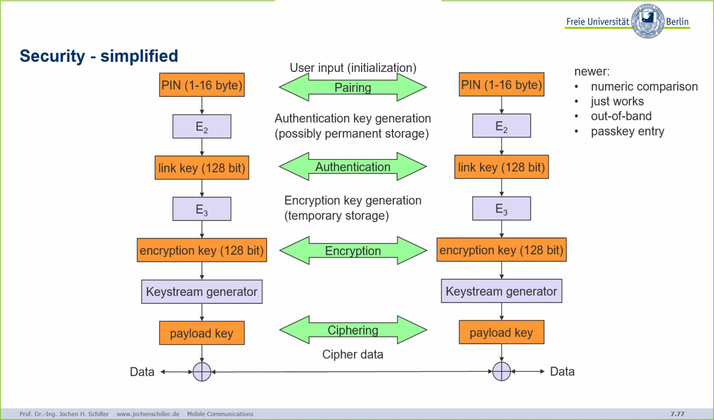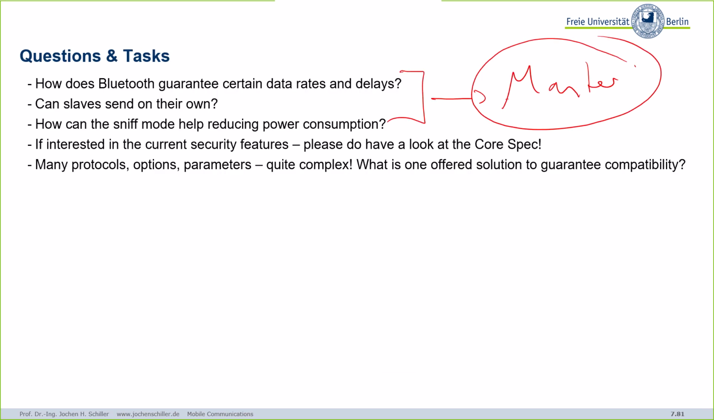And for the next time you want to communicate, you can easily generate an encryption key for a certain session, and based on this you can then generate payload keys for the ciphering, the encryption of the data stream. So that is the core idea there. But as I said, the real system uses many more mechanisms, too much for the lecture. And the same is true for all the protocols, the options, the parameters. This is quite complex, and you should know one of the solutions to guarantee at least some compatibility.